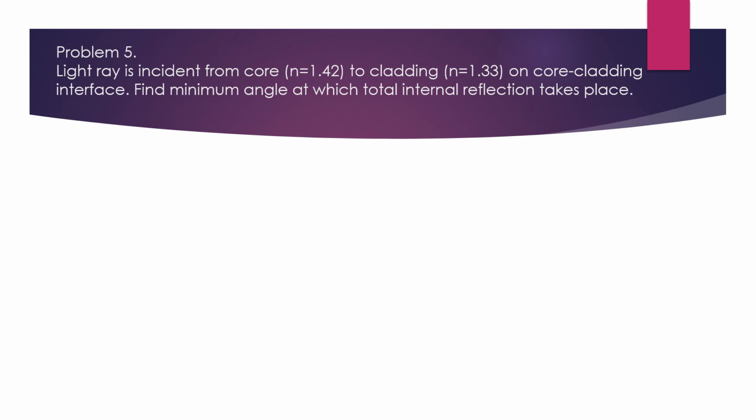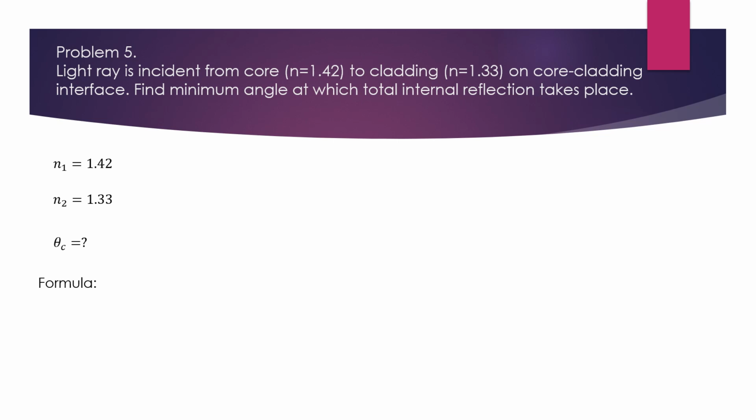In this case, n1, the refractive index of the core, is 1.42, the denser medium, and n2, the refractive index of the cladding, is 1.33, the rare medium. We need to find the angle theta, the critical angle, beyond which total internal reflection takes place. Remember, theta critical is the angle at which the light refracts at 90 degrees from the normal. Beyond this angle, total internal reflection takes place.